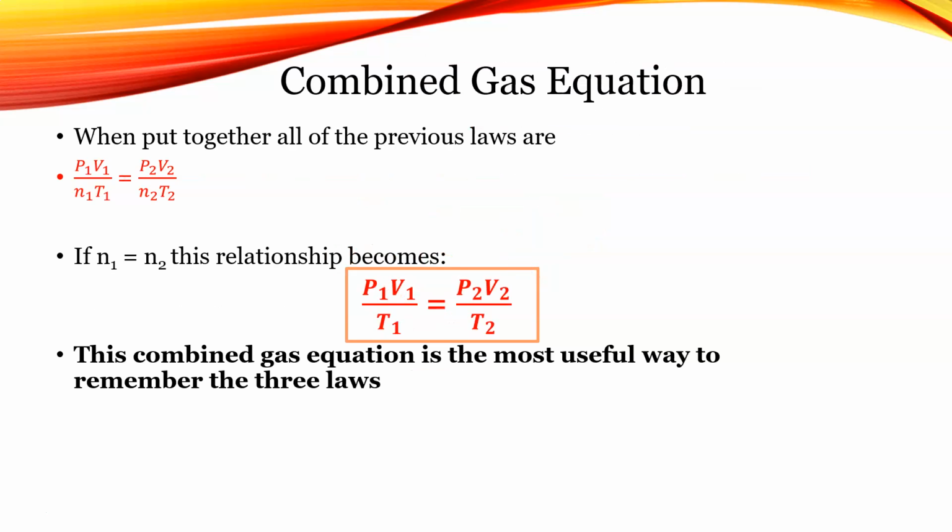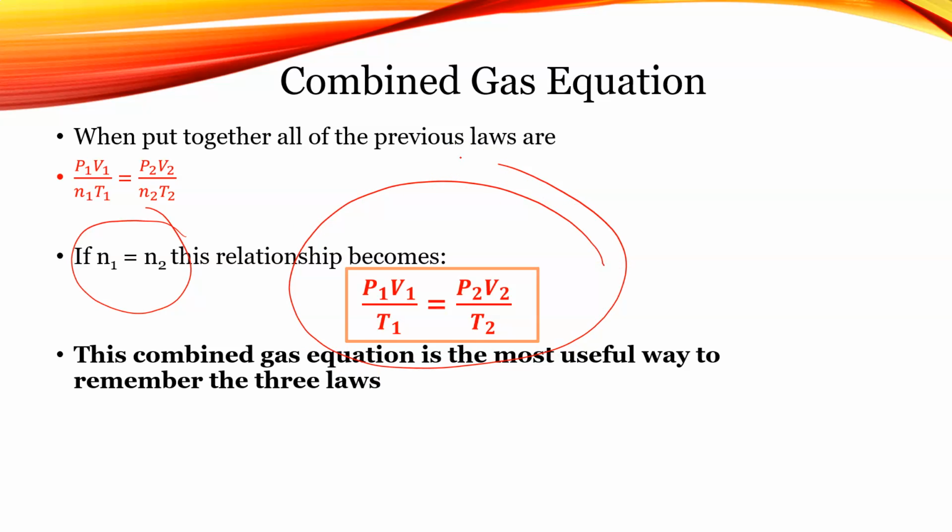Now, we can put it all together, and this gives us the combined gas equation. So, when we put it all together, we get P1 V1 on N1 T1 equals P2 V2 on N2 T2, which is a bit of a mouthful. Most of the time, you're going to be talking about the amount of gas being constant and its pressure, temperature, or volume changing. So when the amount of gas, N, is constant, we get this rather nice relationship. P1 V1 on T1 equals P2 V2 on T2.